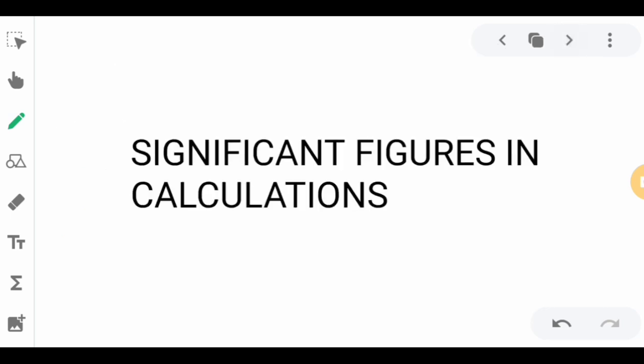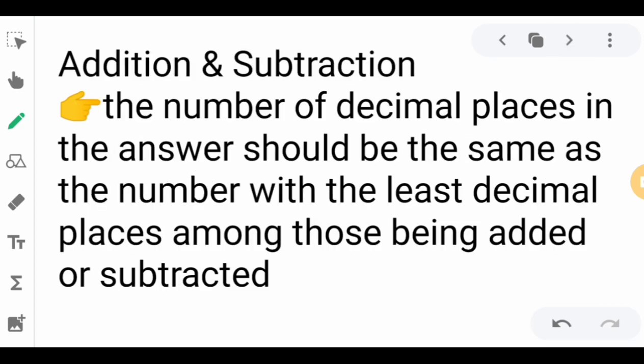And then let us proceed to significant figures in calculations. How do we determine the significant figures in calculations? There are rules that we must consider. For example, for addition and subtraction, the rule here is that the number of decimal places in the answer should be the same as the number with the least decimal places among those being added or subtracted.